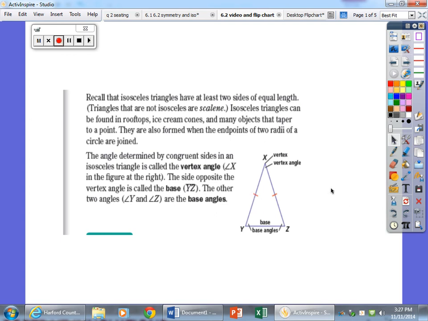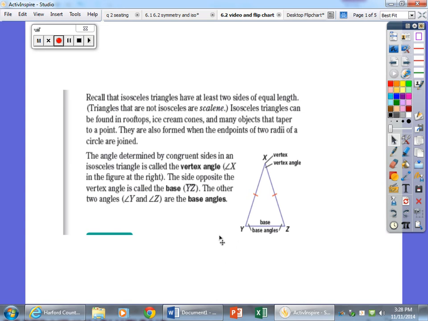A couple other vocabulary terms: the angle between the congruent sides is called the vertex angle, and the other two angles are called base angles. So if you're looking at this, we have the congruent sides, we have the vertex with the vertex angle between the two congruent sides, and then down here we have what we call the base angle.